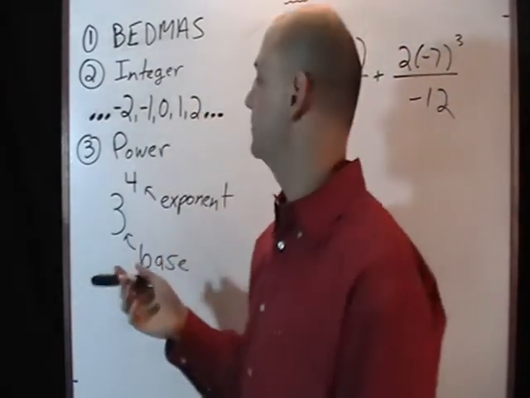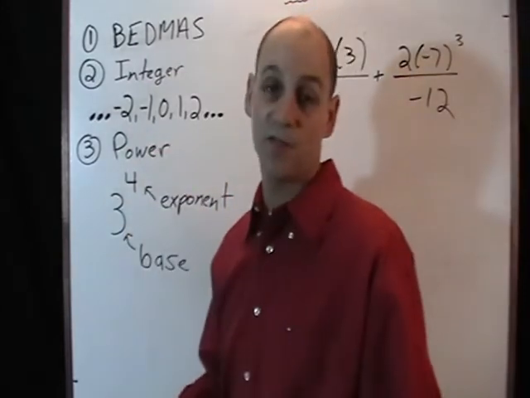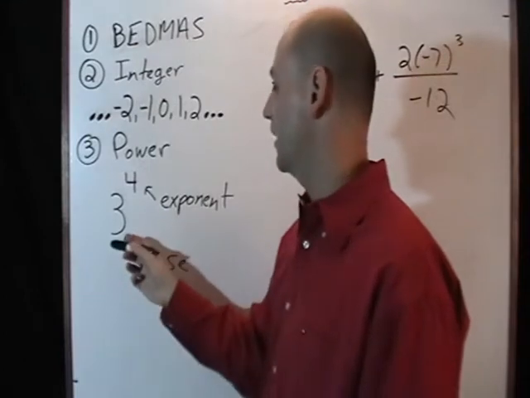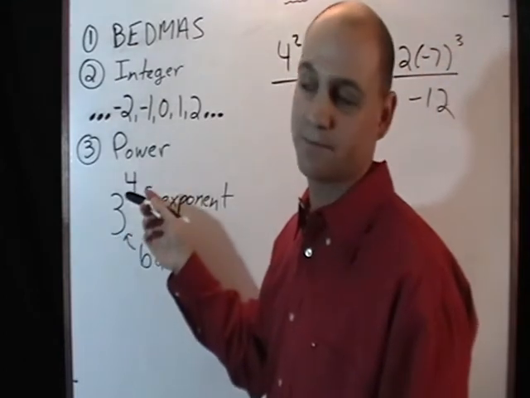What's the definition of an integer? It's simply a whole number that's either positive or negative. And what's the definition of a power? It's simply a number that contains both a base and an exponent.